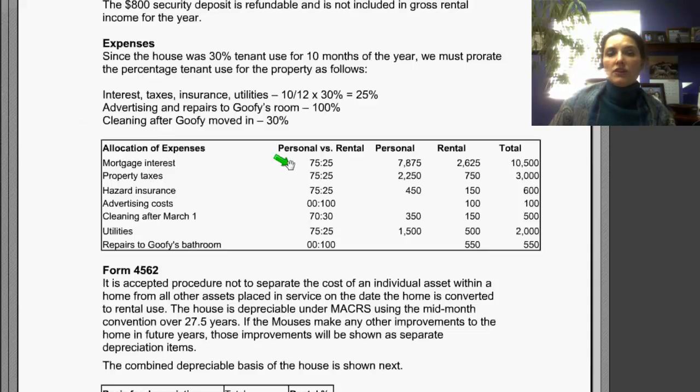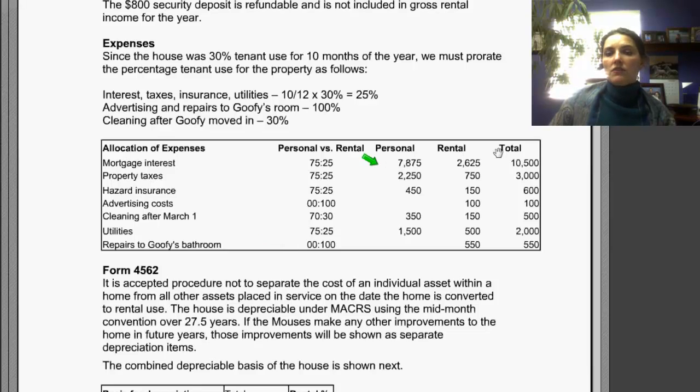We have the ratio on each type of expense, with the mortgage interest being 75% Schedule A, 25% Schedule E. Property taxes 75% Schedule A, 25% Schedule E. Hazard insurance is not deductible at all on Schedule A, but 25% will be allowed on Schedule E. Advertising is 100% allowed on the Schedule E. Cleaning is 70% not deductible at all, but 30% of that cost is deductible on Schedule E. The utilities, 75% not deductible, 25% is deductible on Schedule E, and the repairs to Goofy's bedroom are 100% deductible on Schedule E. So we took those amounts and factored those out.